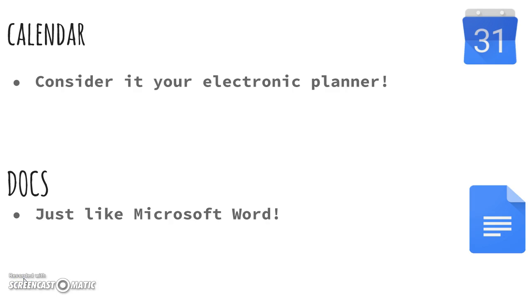Now that you know about Google Drive, let's talk about some of the applications that are within Google. First is Google Calendar. Google Calendar is the same thing as having a planner, except you can have it on your phone. I know how much you guys like to be connected to your phone. You hardly ever separate from it. So why not put your phone to good use?